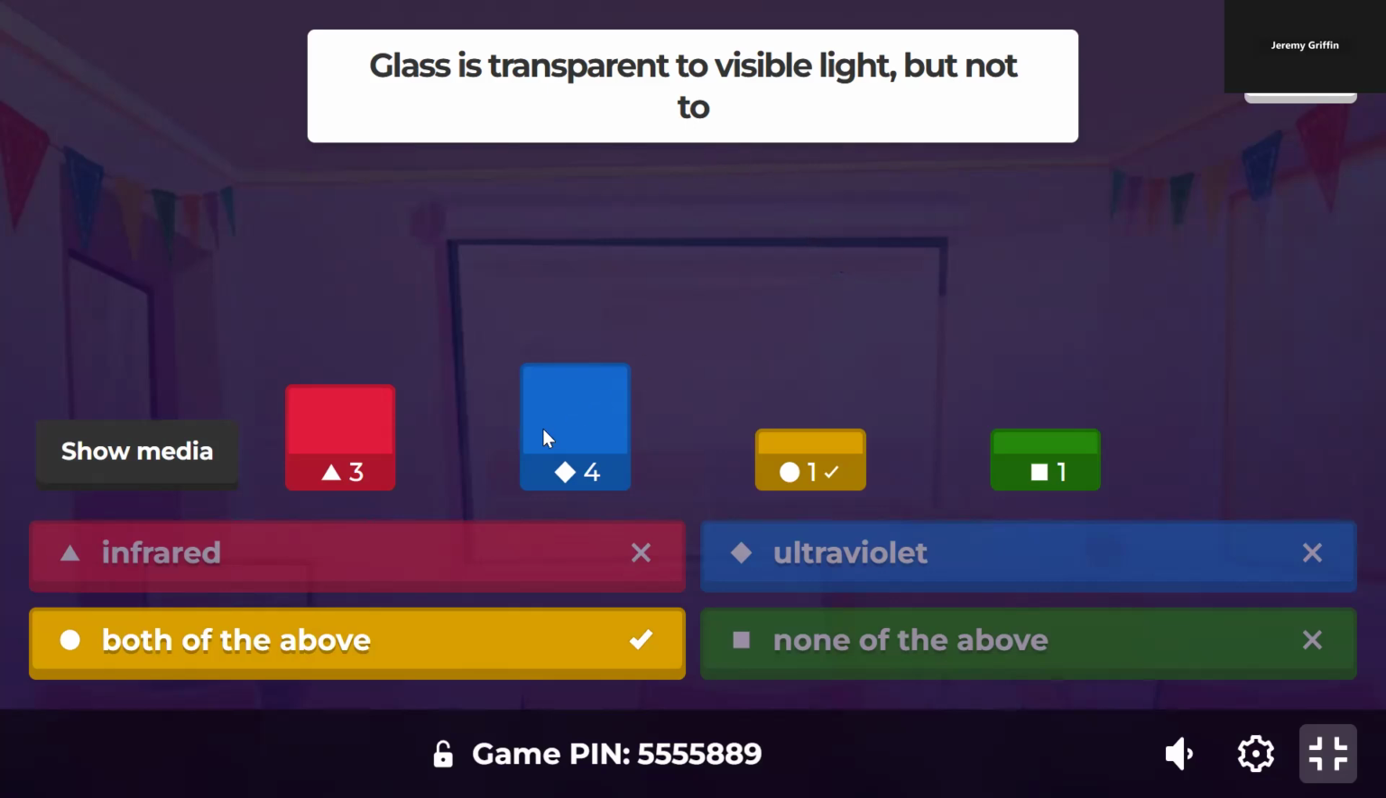The same thing with infrared. It doesn't go through glass. So different parts of the spectrum can go through different materials. Visible light can go through glass. Radio waves can go through the ceiling.